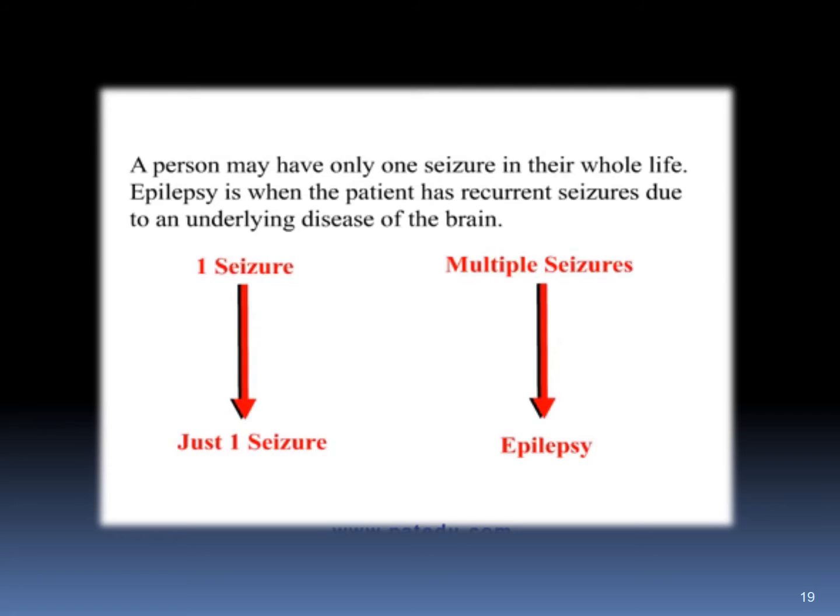A person may have only one seizure in their whole life. Epilepsy is when the patient has recurrent seizures due to an underlying disease of the brain.